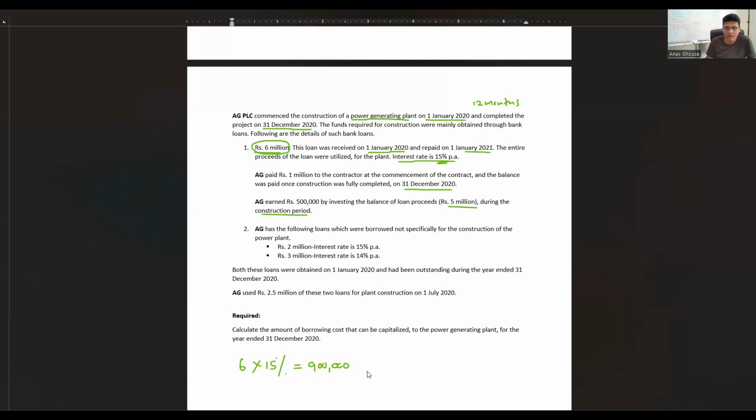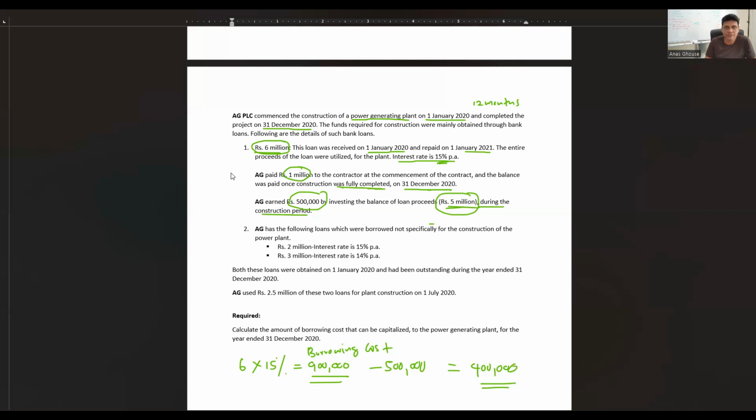Now out of this, they paid 1 million to the contractor and the remaining 5 million was invested, and they earned 500,000 because the remaining balance was paid when the construction was fully completed on 31st December 2020. So this 5 million was deposited and they earned 500,000 for the 12 months period. So this 500,000 can be deducted from the borrowing cost. From this, you can deduct whatever the investment earned on these funds, which is 500,000. So you have to capitalize 400,000 as borrowing cost.